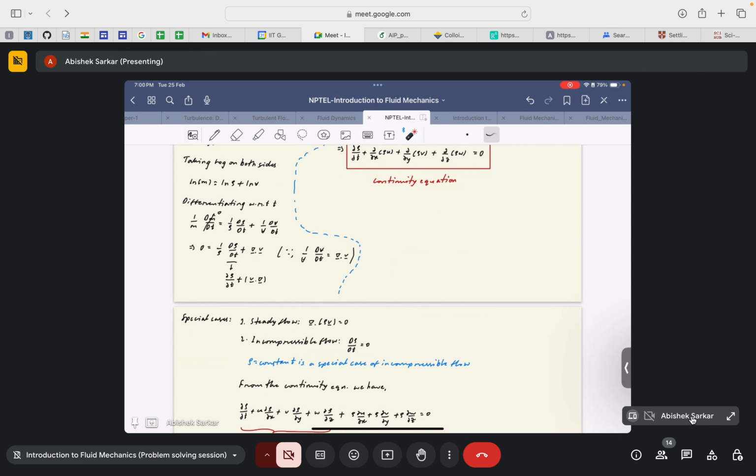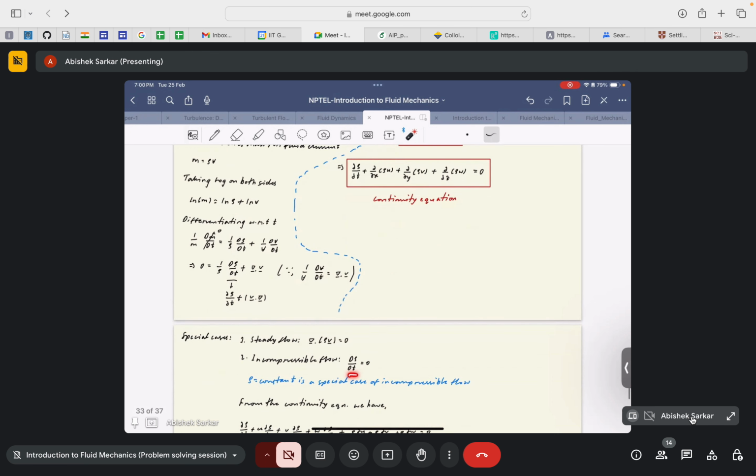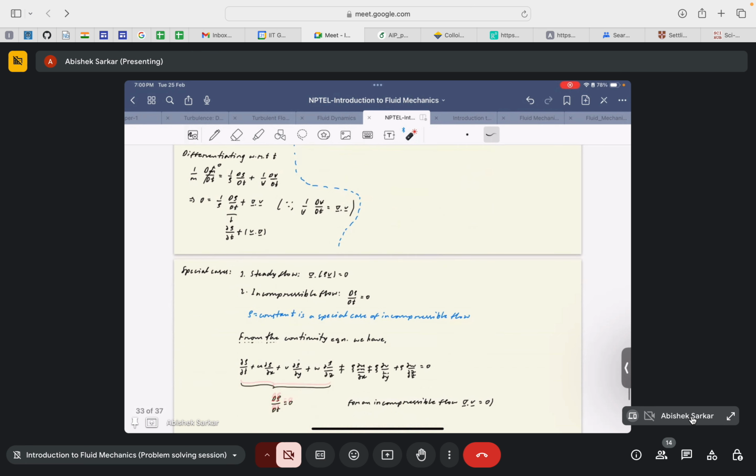But in a very simplified case, when rho is constant, then also d rho by dt will be equal to 0. So that's why d rho by dt equal to 0 is a very special case of incompressible flow. Okay, these are very specific or niche topics that you can look into when you dive deep into the concepts, and these are the topics from where questions may be asked in the interviews. It's good to know, but otherwise it's fine.